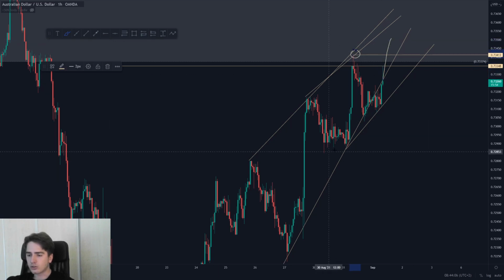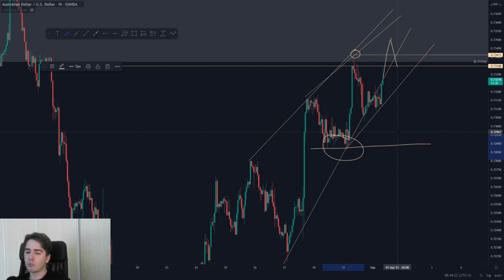For initial shorts, wait for that swing high to get reached, and for the real shorts, or the better shorts in my opinion, wait for this low to get taken out, because then we will be trading at a better value and you will have more confirmation for a potential sell-off on Aussie dollar.